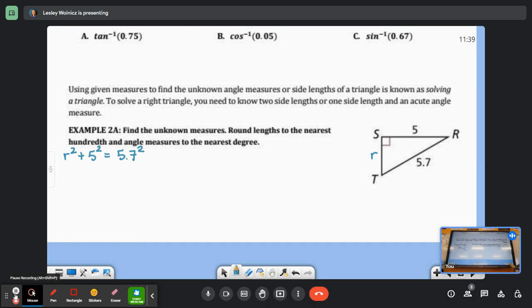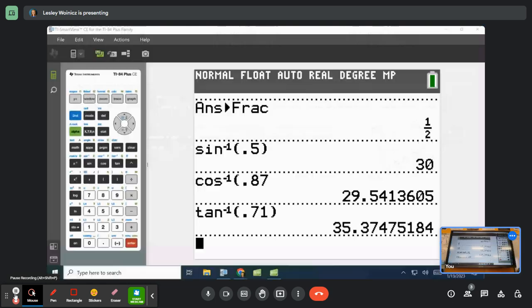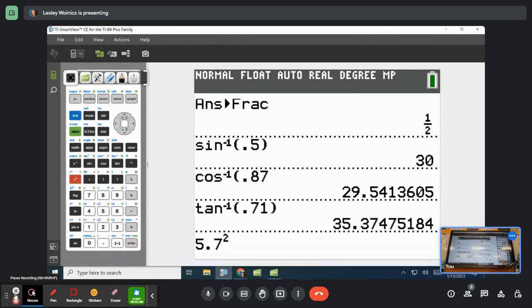I don't know what 5.7 squared is off the top of my head, but I can move the positive 5 squared over to the other side where it's negative 5 squared and just put that in my calculator. So I'm going to do 5.7 squared minus 5 squared.